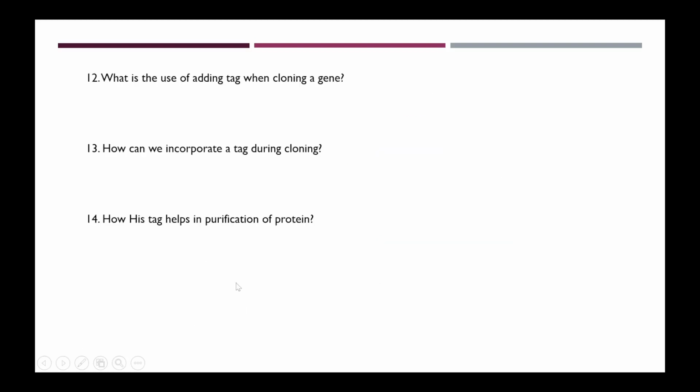So what do you understand by adding a tag when cloning a gene? You have heard of many tags, right? What kind of tags have you heard?